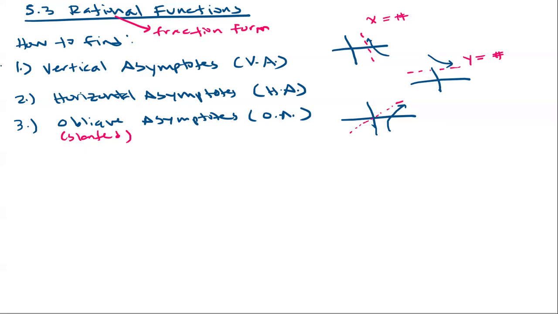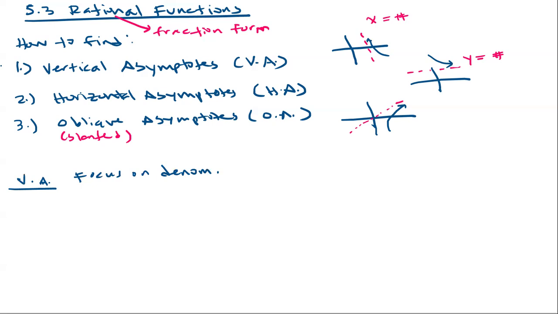Okay, so first let's figure out how we find the vertical asymptote, VA. To find the vertical asymptote, you want to focus on the denominator. We're not going into depth with this, so it doesn't matter what's on the top. All we care about right now is the denominator.